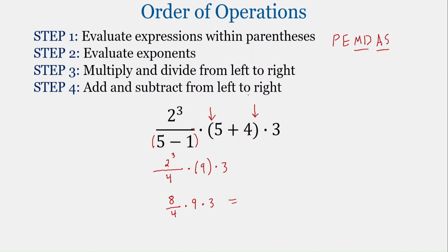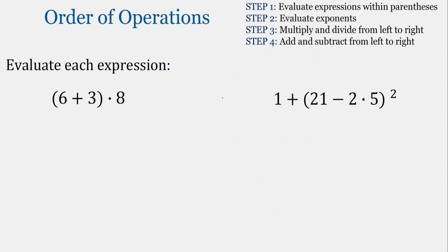So now we're going to multiply and divide from left to right. So we have 8 divided by 4. That's 2 times 9 times 3. And then we have 2 times 9. That's 18 times 3. And then 18 times 3 is 54. So our answer is 54. So that first one had a pretty high level of difficulty.